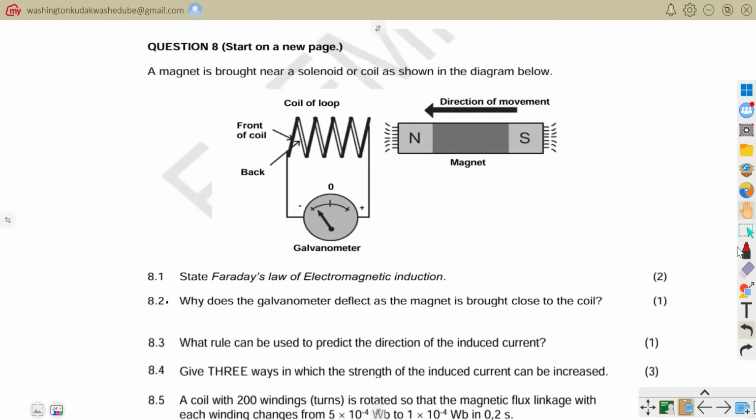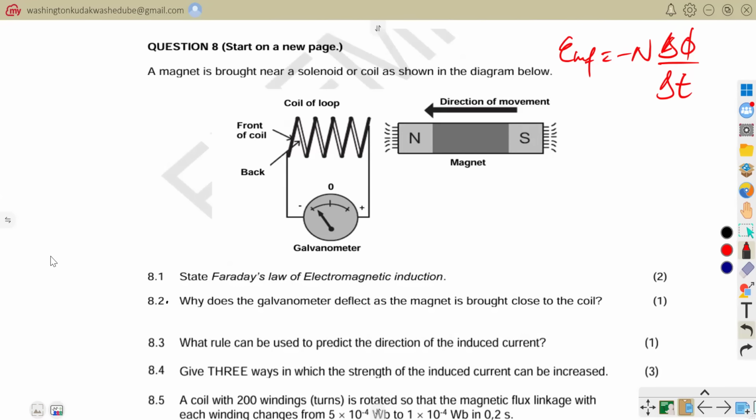So we have question number 8. Question number 8 is saying a magnet is brought near a solenoid or coil as shown in the diagram below. This is the magnet that is brought this side. They're saying state Faraday's law of electromagnetic induction. Faraday's law is given by that equation. So we know that an EMF is induced whenever there is change in what? In electromagnetic flux linkage.